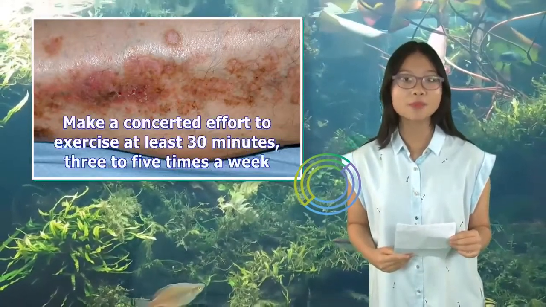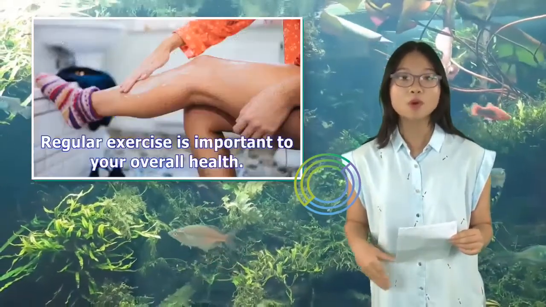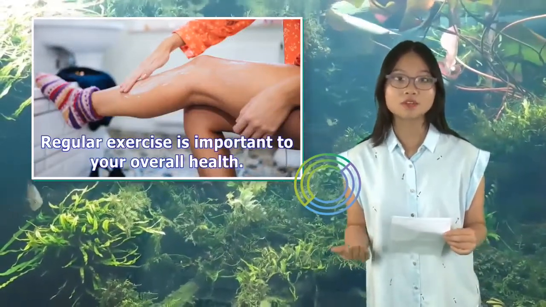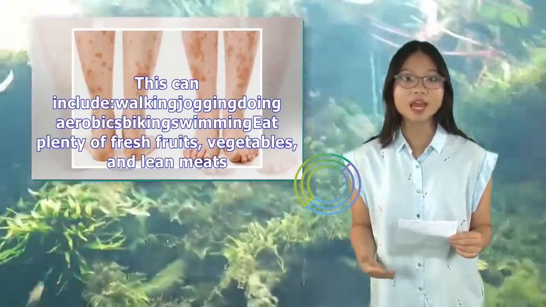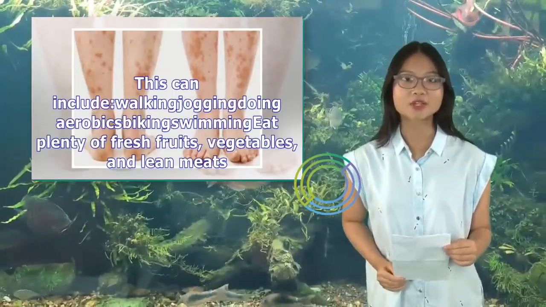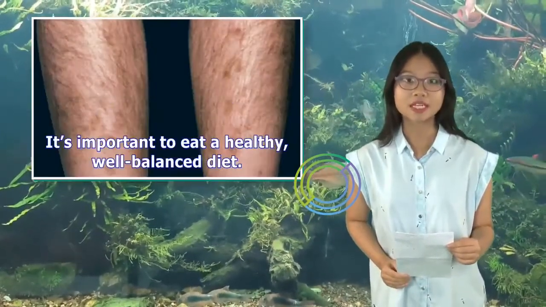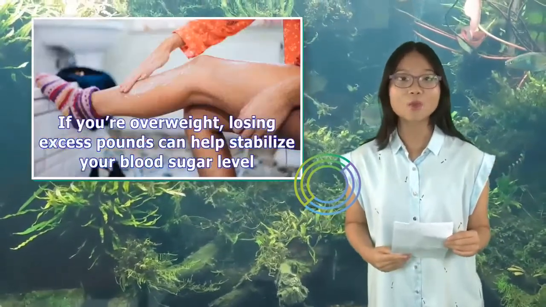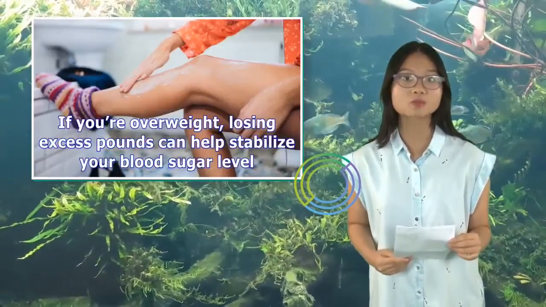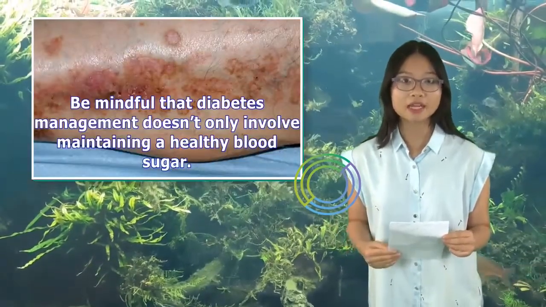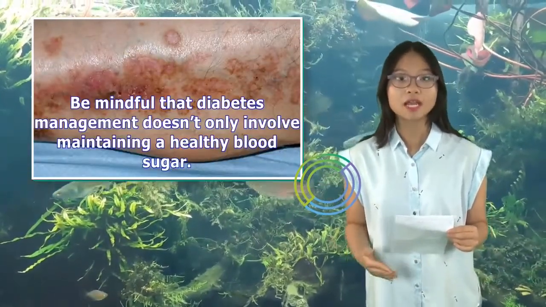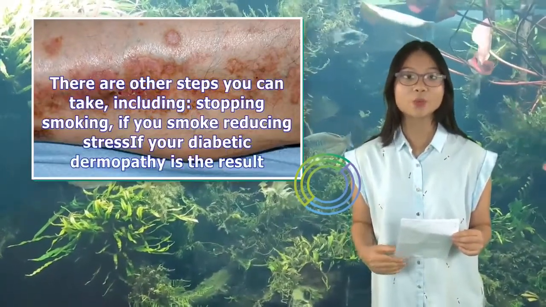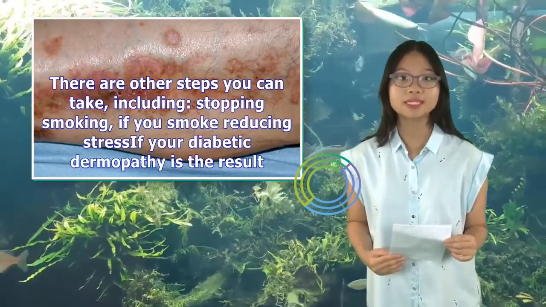Make a concerted effort to exercise at least 30 minutes, 3 to 5 times a week. Regular exercise is important to your overall health. This can include walking, jogging, doing aerobics, biking, or swimming. Eat plenty of fresh fruits, vegetables, and lean meats. It's important to eat a healthy, well-balanced diet. If you're overweight, losing excess pounds can help stabilize your blood sugar level. Be mindful that diabetes management doesn't only involve maintaining a healthy blood sugar. There are other steps you can take, including stopping smoking, if you smoke, and reducing stress.